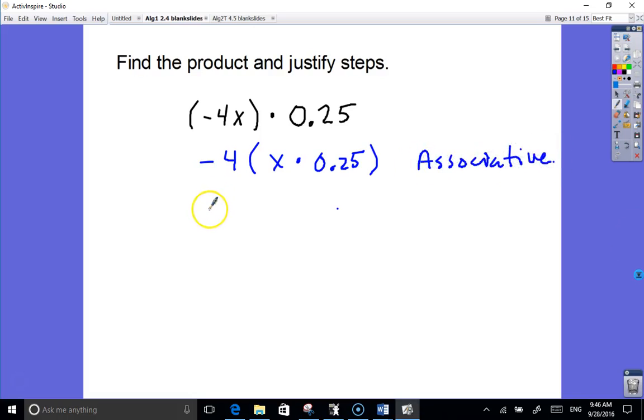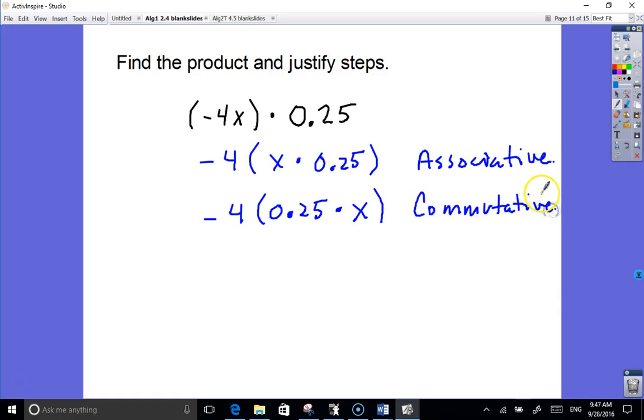Okay, now I'm going to write -4 times 0.25 times x. What did I just change? The order, right? And that property is commutative. Okay, now I'm going to regroup. What did I just change? So it's another associative.